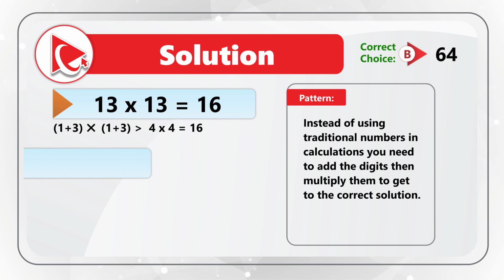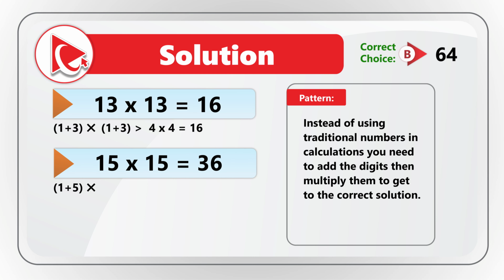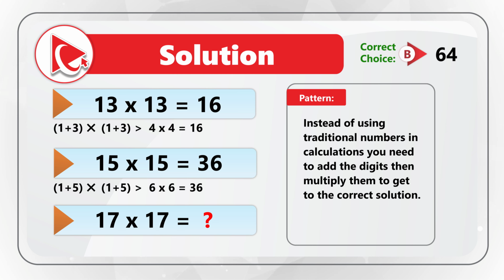For second expression, you need to add in parentheses 1 plus 5, multiplied by another expression in parentheses 1 plus 5, which would be equal 6 multiplied by 6, which would be equal 36. To calculate final expression, you need to add 1 plus 7, which would be equal to 8, multiplied by another expression 1 plus 7, which would be equal to 8 multiplied by 8, and it would be equal to choice B, 64. What was your experience solving this challenge?